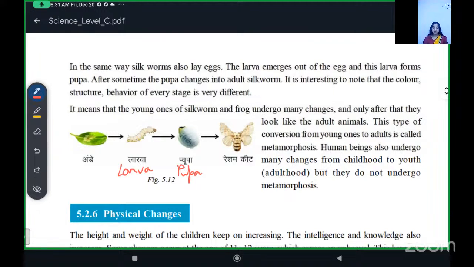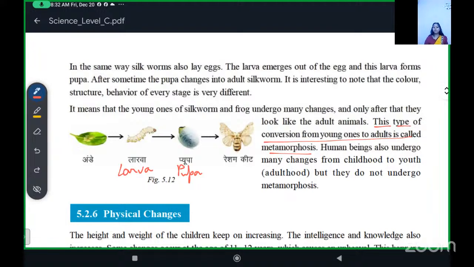It is interesting to note that the color, structure, and behavior of every stage is different. So it means that the young ones of silkworm and frog undergo many changes, and only after that they look like adult animals. This type of conversion from young ones to adults is known as metamorphosis. Human beings also undergo many changes from childhood to adulthood.